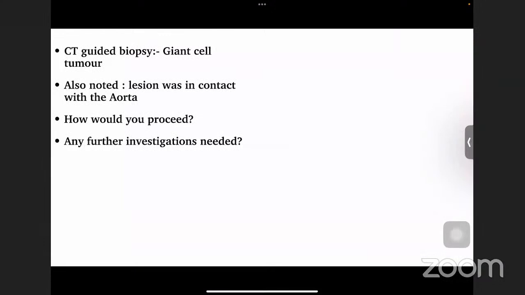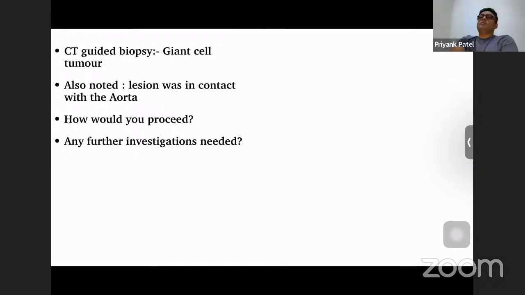So we first got a CT guided biopsy done. The biopsy did show a report which said that it was a giant cell tumor. Also the CT scan did note that it was very close to the aorta. Correct. So basically now you are in a fix. You have a giant cell tumor. You know that it is a benign tumor, but it's an aggressive tumor. So it comes in stage 3.